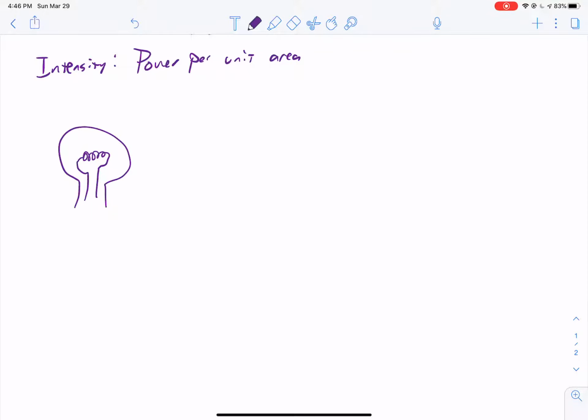Intensity is the power per unit area. Let me explain what I mean by that. So imagine I have a light bulb, and that light bulb is giving off a certain amount of energy. And then I put a sheet of paper right next to the light bulb. Some of the light from that light bulb does indeed hit that sheet of paper. It's going to light up the sheet of paper, and that piece of paper is going to receive a certain amount of energy every single second. Remember, energy per time is what power is, on a certain little area.